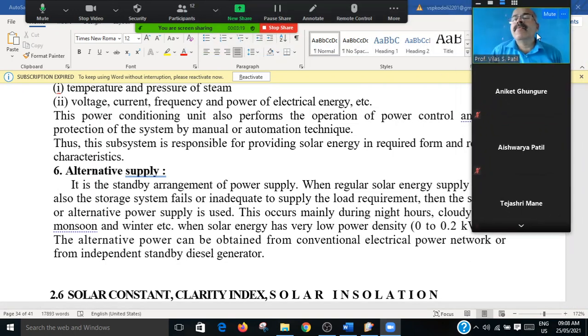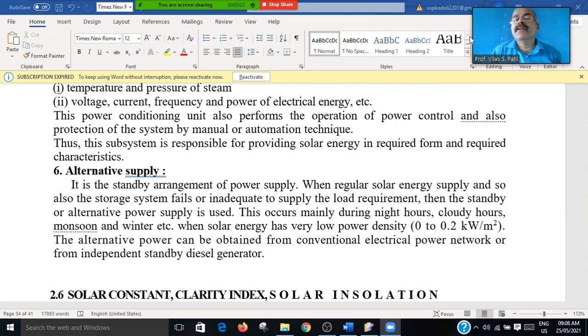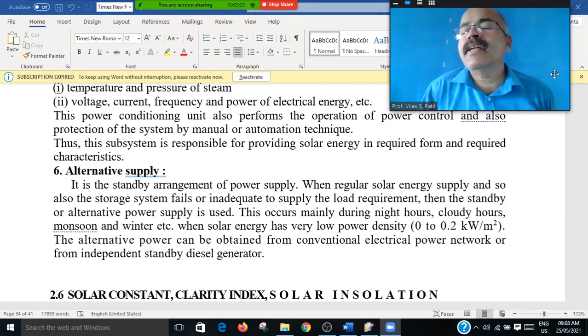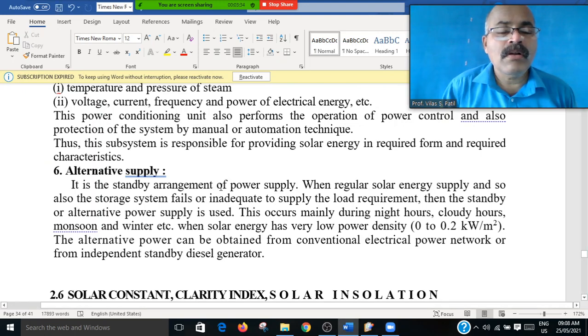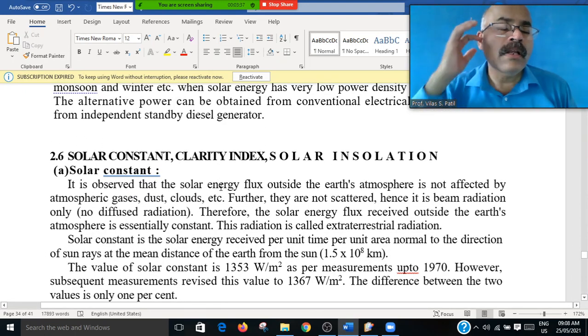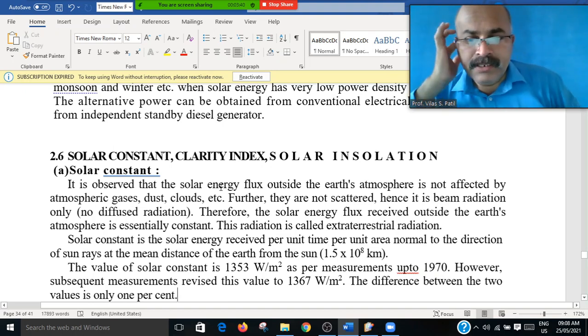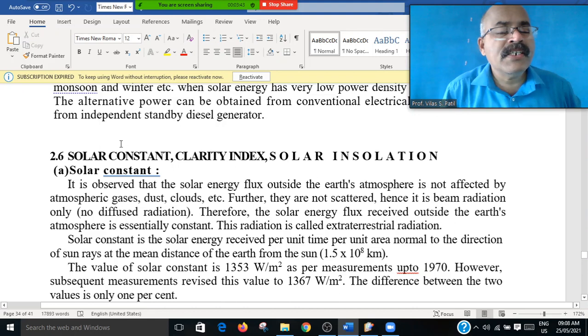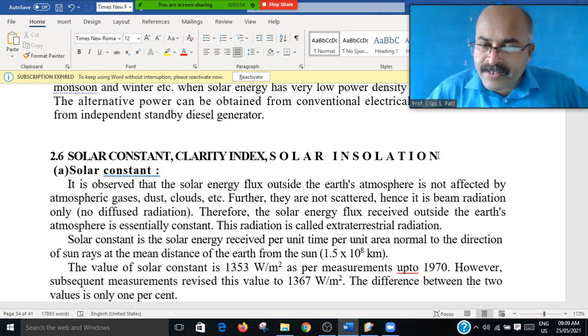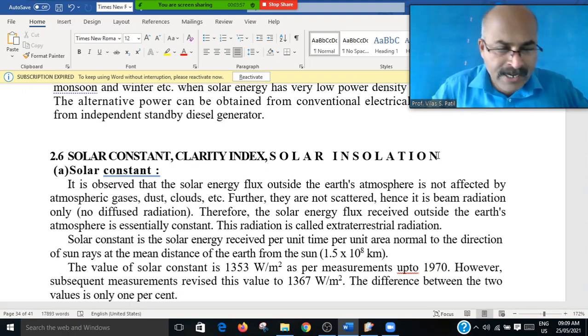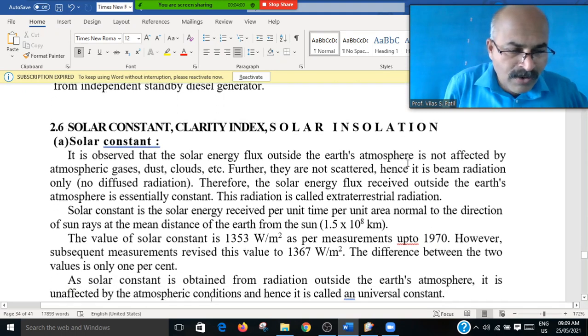We have just seen the different subsystems of the solar energy plant. Now, three very important constants: the solar constant, clarity index, and solar insolation. These are the three very important constants we have to take into consideration when we want to design a solar energy plant. That is the solar constant.